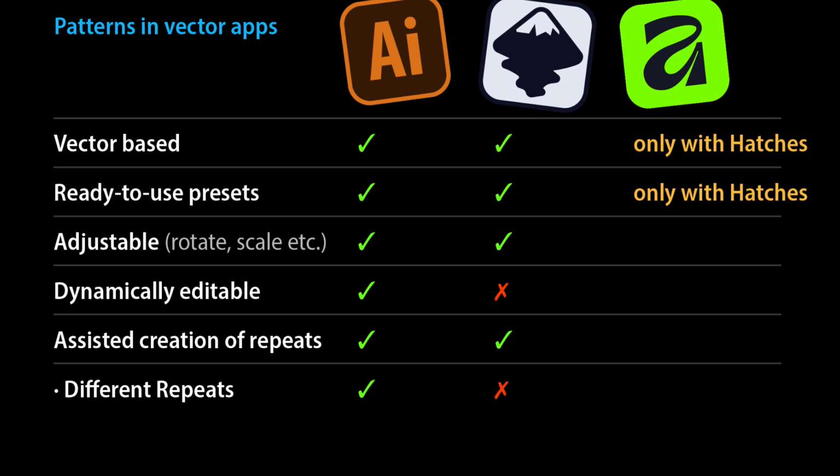Hatches and patterns are adjustable. You can rotate them and scale them, change the angle, etc. But only hatches are dynamically editable. They adjust whenever used. When you want to create a repeat, then you have to do that completely on your own. There's no assistance with that, and it also doesn't support different repeats. And again, repeats can only be used as bitmap images in Affinity.